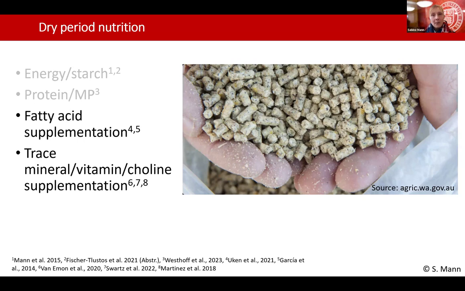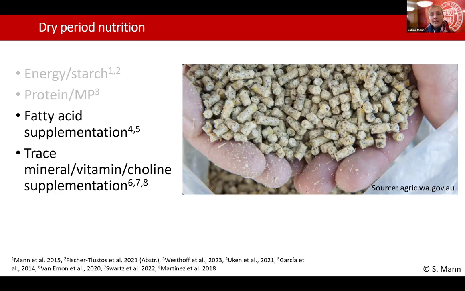Recently, there's been some more attention to trace mineral supplementation, vitamin supplementation, and choline supplementation in the dry period, and how that affects the colostrum yield and quality. As far as the trace minerals and the vitamins go, we can show that these get transferred to a greater degree into colostrum when they're fed at higher inclusion rates or in organic form in the dry period ration. They will then be in the colostrum and they will be available to the calf.